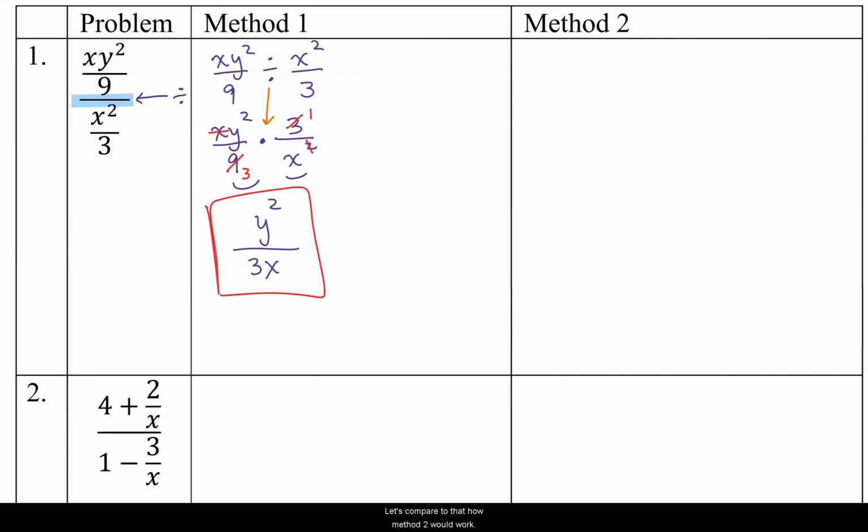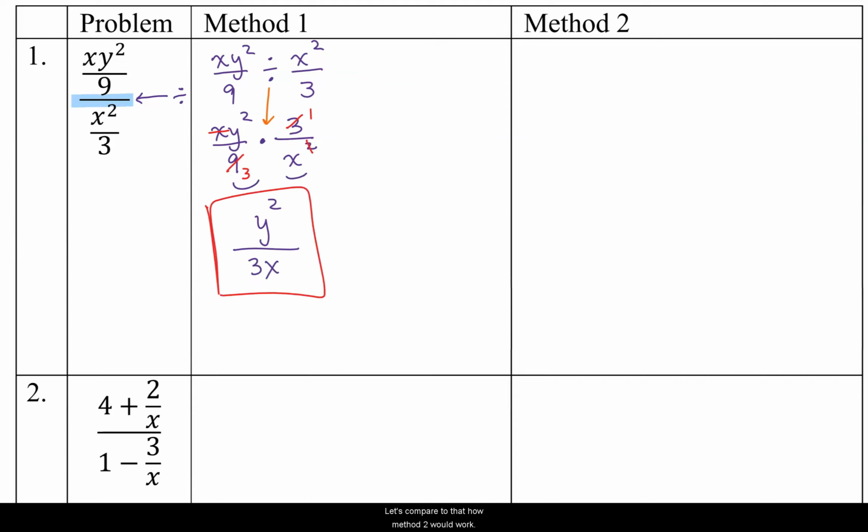Let's compare to that how method 2 would work. So in method 2, we look at all the fractions that exist in the problem, and we find the LCD of all the fractions. So before I do that though, I'm going to copy over the problem. xy squared over 9 divided by x squared over 3. I need an LCD, and I'm looking at denominators in the problem. All the denominators, top and bottom. And I notice 9 and 3, my least common denominator is 9. Remember, I have to have both numbers divide the least common denominator. 9 divides 9 and 3 divides 9. So my least common denominator is 9.